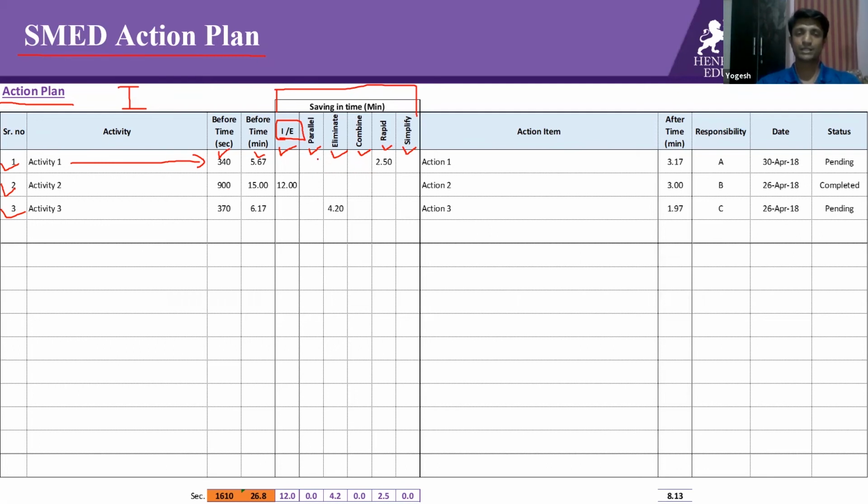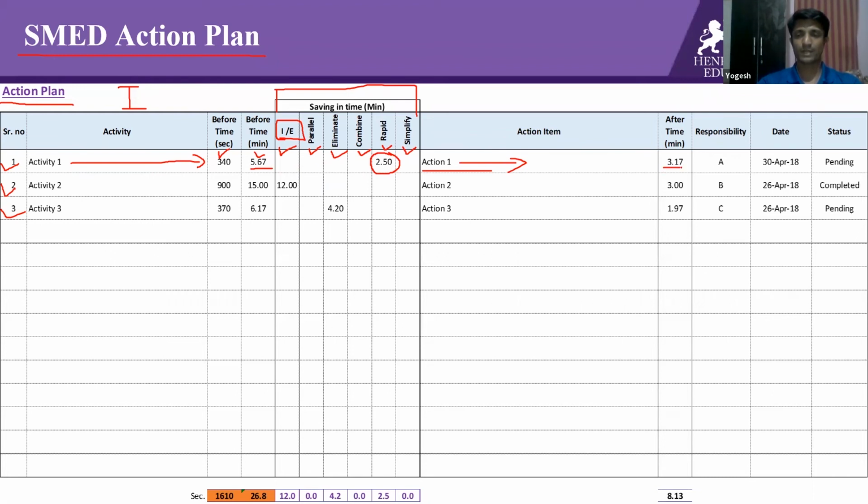If it is external, then you do not need to use any of these things, right? Because it is external and you are not performing it while your machine is down. So what you need to do is find out the ways through which this can be eliminated, and find out how much time can be saved. That time can be entered here, like for this activity 1, 2.5 minutes can be saved by taking action 1. So you need to write down what action the team needs to take, so that this time of 5.67 minutes can be reduced by 2.5 minutes.